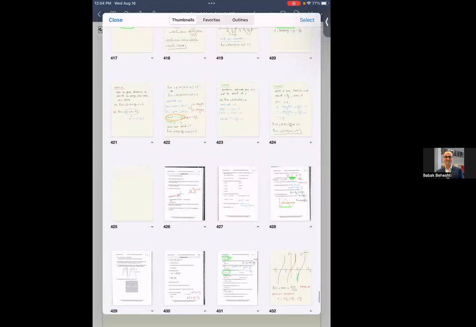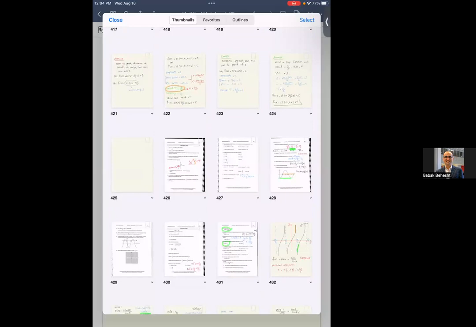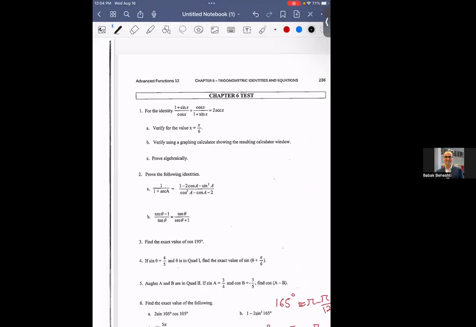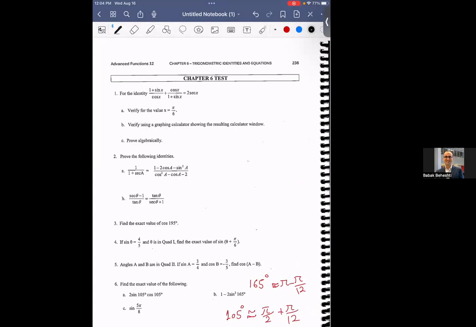First question. It says verify for x equal to pi over 6. So that means let x equal pi over 6, and let's see, is this equation true or not? When x equals pi over 6, what is sine x? 1/2. Cos x is root 3 over 2. And then what else do we have? Secant x is 2 over root 3, right?